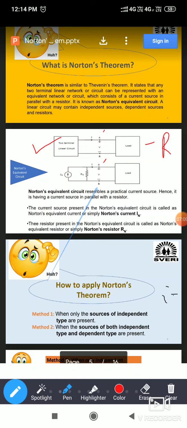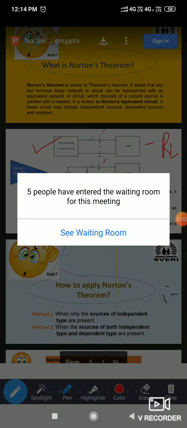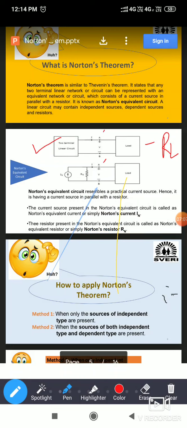Load may be the RL between two terminals. So that total network we have to convert into a Norton's equivalent. In Norton's equivalent, any two terminal linear network we can convert into a simple practical current source. Are you understand? Practical current source means current source in parallel with resistance. So here IN will be the current source and RN will be the resistance.